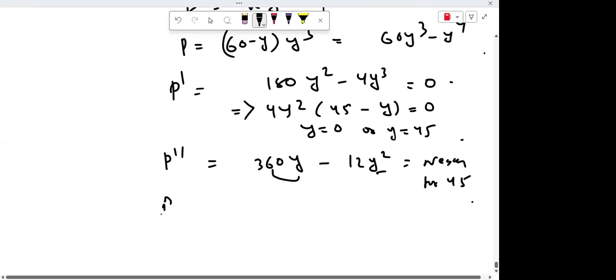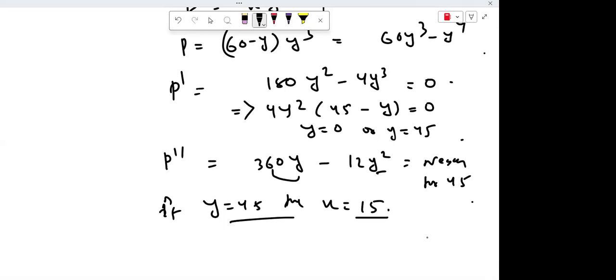So if y is 45, then x is 15. That means for a sum of 60, these two numbers are possible where the product is maximum. Okay. Yes or no? Yes, sir. All right.